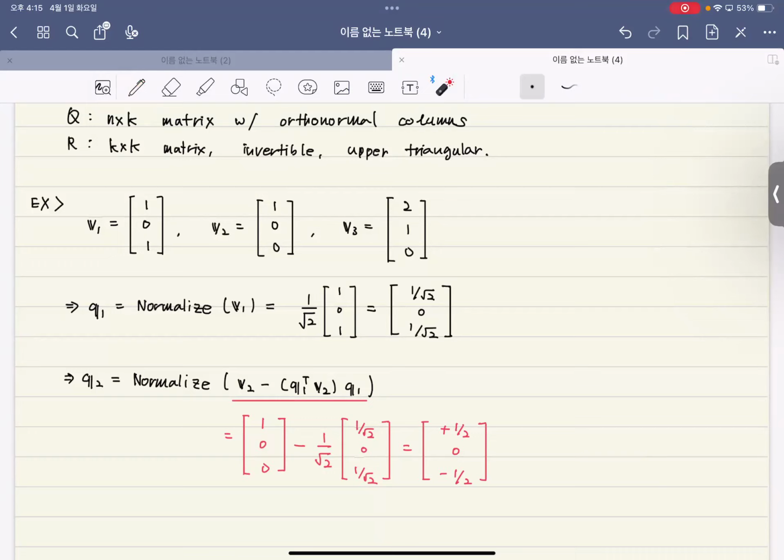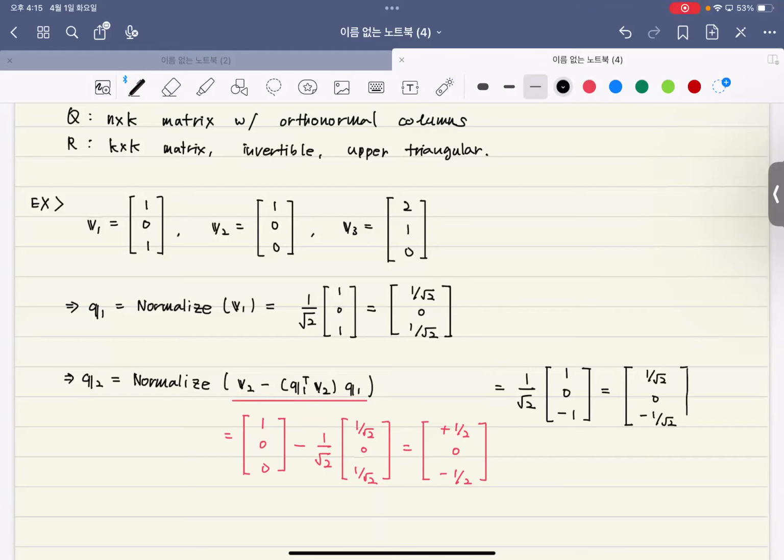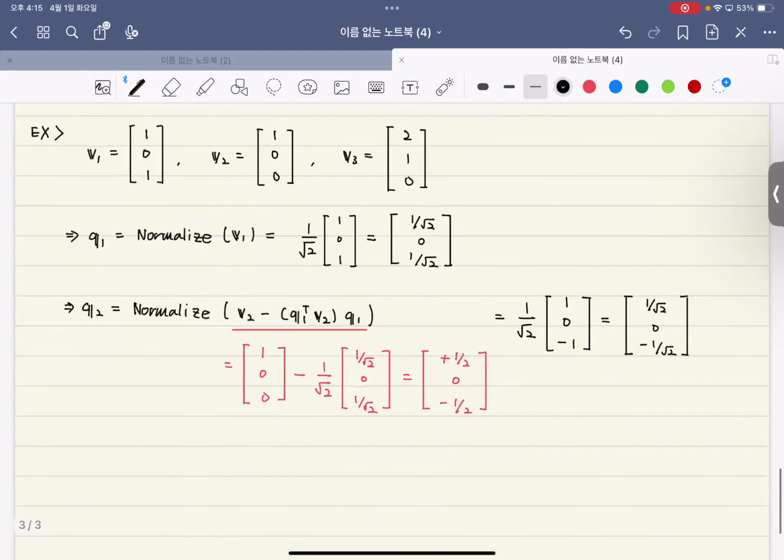Okay, I want to normalize this. This is parallel to (1, 0, -1), and (1, 0, -1) has length square root of 2. So divide by square root of 2, which gives 1 over square root of 2, 0, and minus 1 over square root of 2. Okay, great.